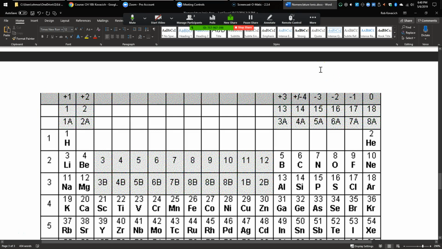So what you're trying to do is when you're putting things on this side of the table together with stuff on this side of the table, you need to make sure that their charges end up equaling 0. So based off of what I just said, what would the formula be for beryllium, which is Be, making a compound with sulfur, which is S?